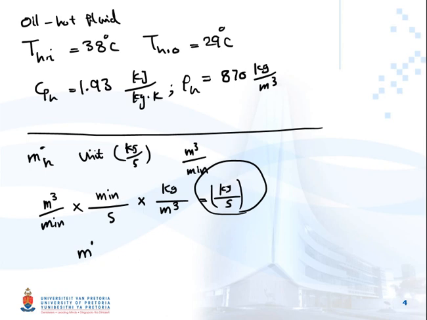So m dot h will be 0.19 cubic meter per minute, multiplied by 1 divided by 60, because 1 minute is equal to 60 seconds, multiplied by, what is this? It looks very familiar, it is density. So we just put the density here.